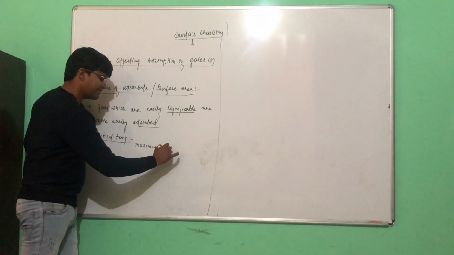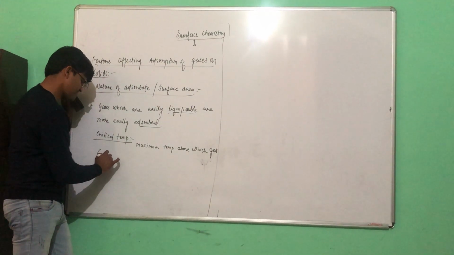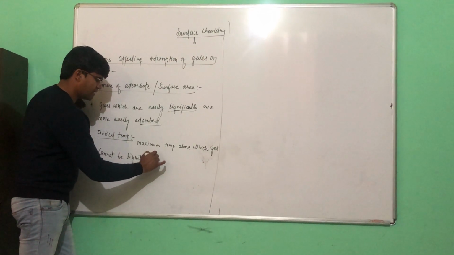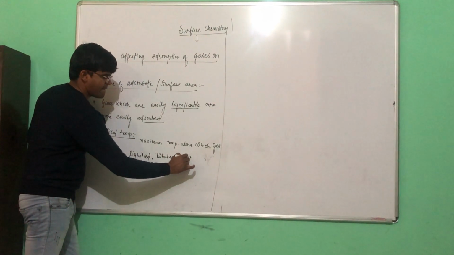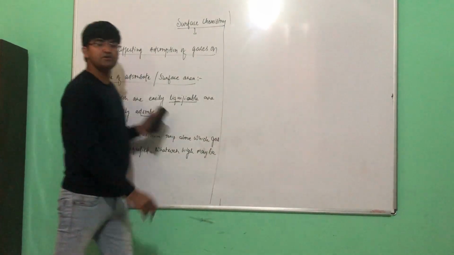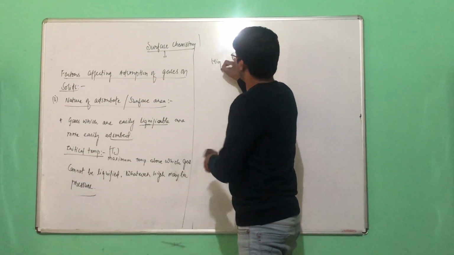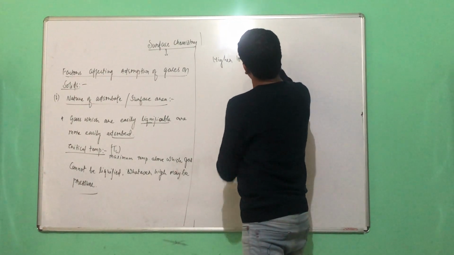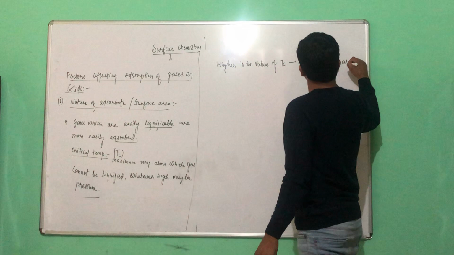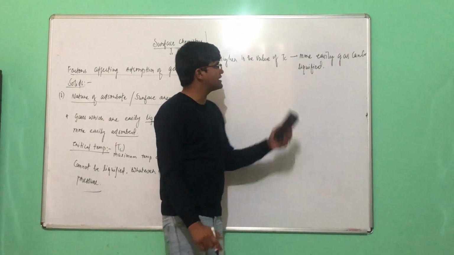whatever high the pressure may be. So we can say higher is the value of critical temperature, represented by Tc, the more easily the gas can be liquefied. Higher is the value of Tc, more easily the gas can be liquefied.